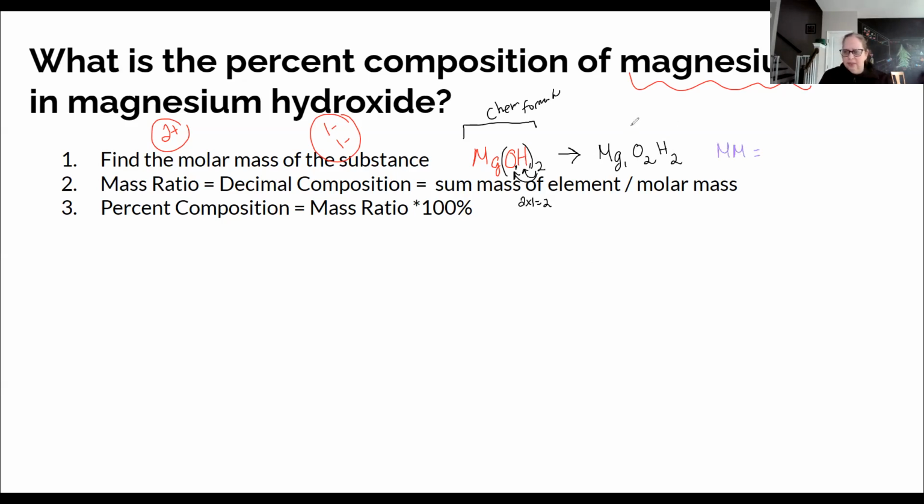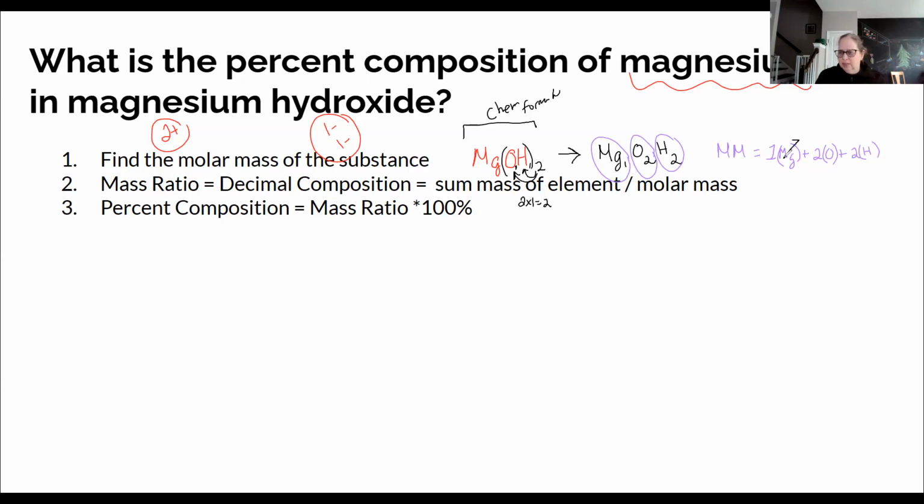So let's rearrange this into the molar mass equation. I have 1 magnesium and I have 2 oxygens and I have 2 hydrogens. I'm going to put those parentheses there so that oxygen does not look like a 0. 1 magnesium plus 2 oxygens plus 2 hydrogens will give me the molar mass of magnesium hydroxide.